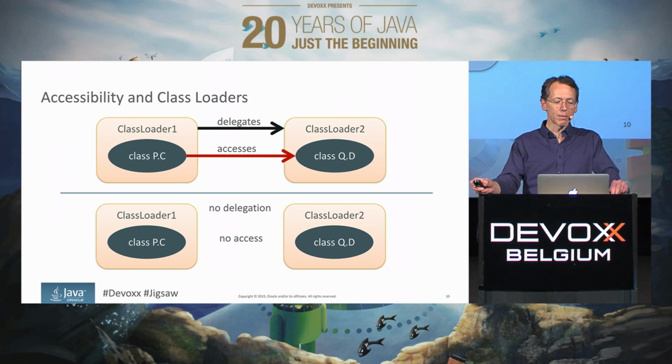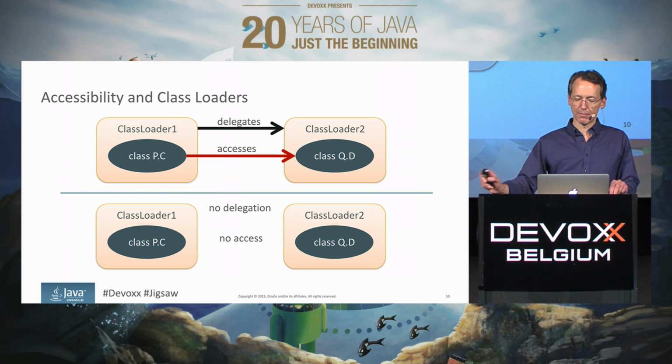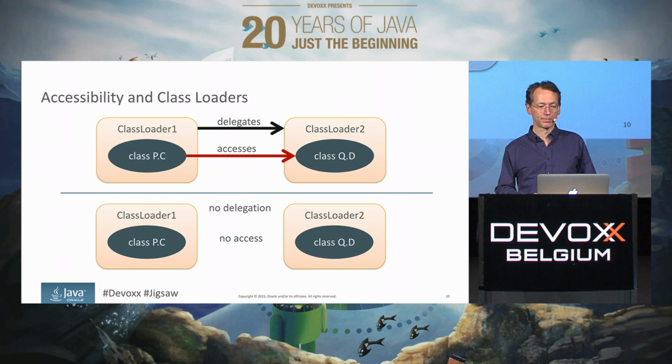Still, the effect is quite powerful. If the class loader of the accessing class cannot find and load the target class, then it doesn't matter if the target class is public. It's effectively encapsulated. Whoever sets up the class loader sets up the encapsulation.